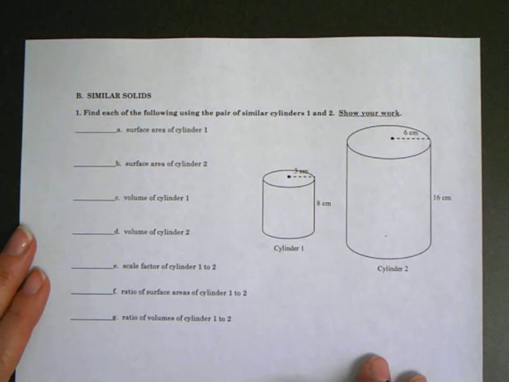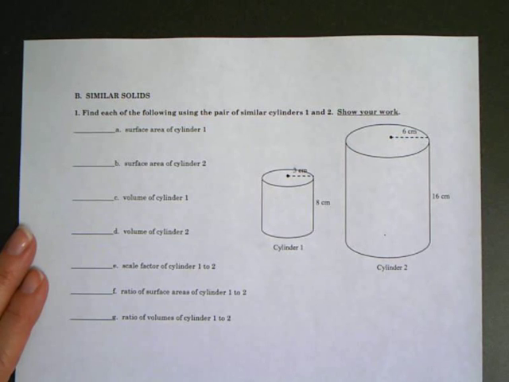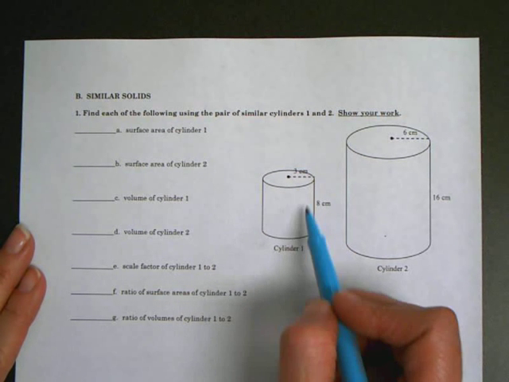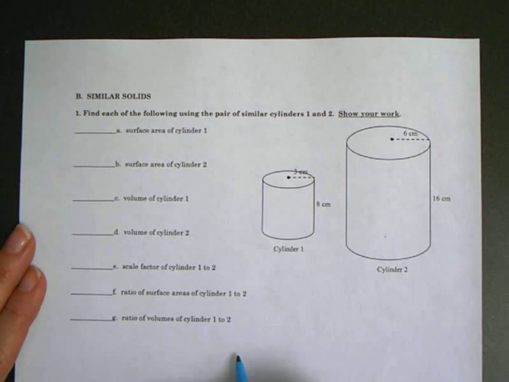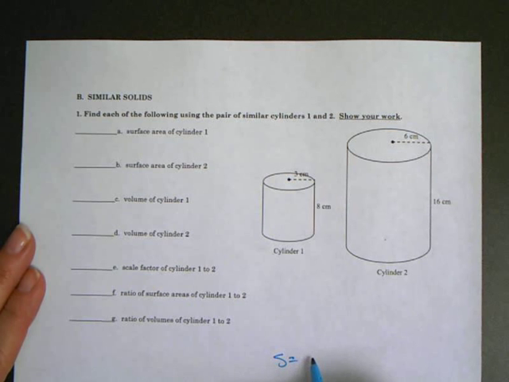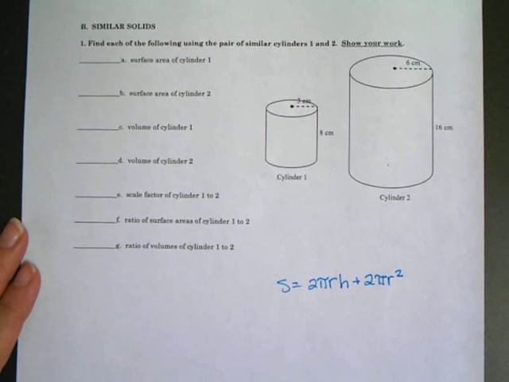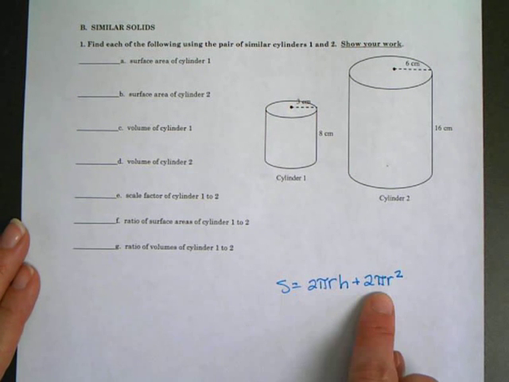It says, find the following using the pair of similar cylinders for cylinder 1 and 2. Show your work. So now your surface area 1, and this would be complete surface area. So surface area, the formula is 2 pi r times your height. This is your circumference times your height for lateral, plus the 2 bases, and the bases are pi r squared. And I'm writing that down and you can't see it, I apologize. So here's your formula right here. Alrighty then, so we've got that there.